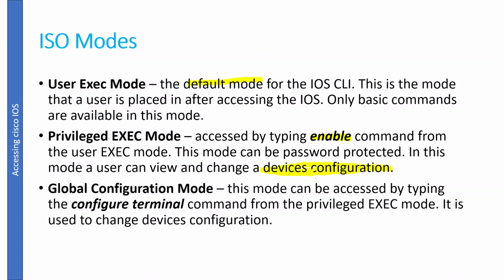We have some access for the device configuration, not the root access, but we have some access. To get the root access, we are going to move into the global configuration mode. To move into this mode, we are using the configure terminal command in our command line interface. It is used to change device configuration. After that you can move into the interface configuration mode. Then after that you can configure that particular interface also.